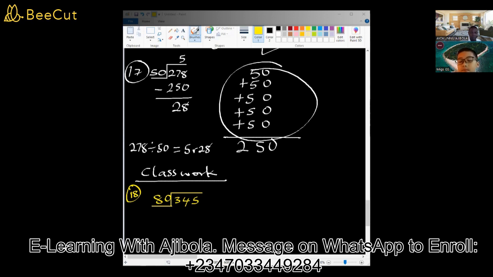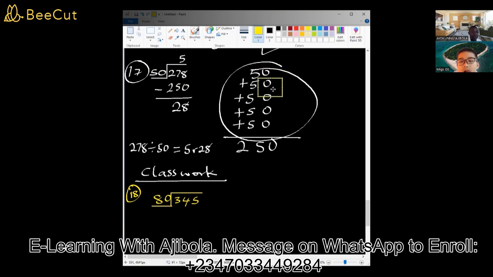Okay. So look at the example above. Can you see this example at the top? Read the question for me. What is question 17? 278 divided by 50, okay? Now, what did I do?